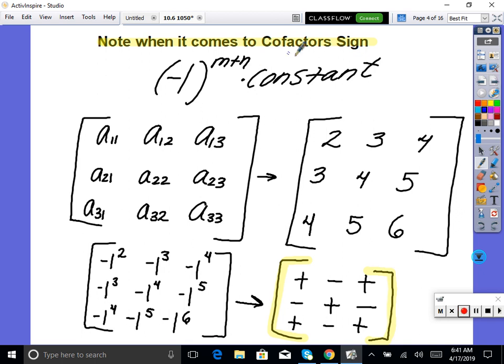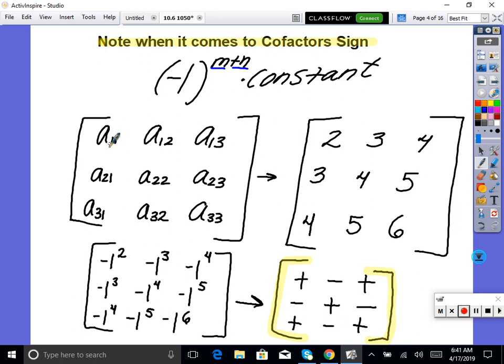I want to make a note here. Note when it comes to cofactors, you don't need to write this entire thing down. I'll tell you what you do want to write down. So note when it comes to cofactors with the sign here. Okay, so look, here would be element first row, first column, wouldn't it? First row, first column. First row, second column. First row, third column. Now in our formula, we know we're adding up the row plus the column.